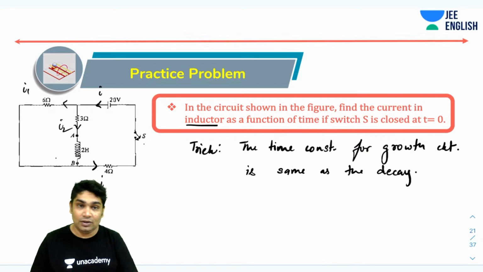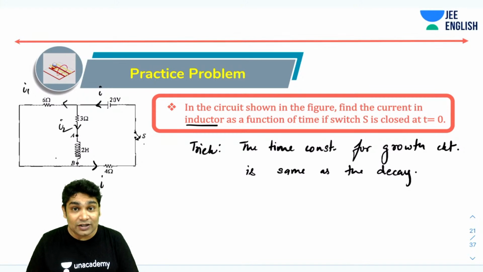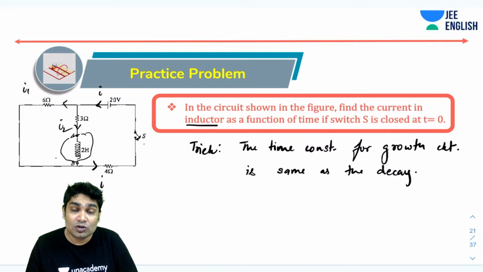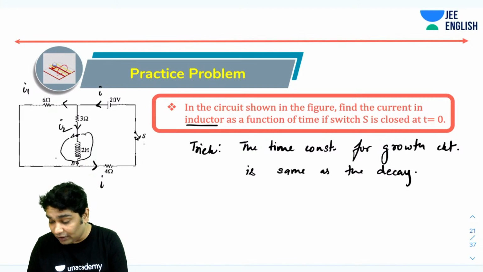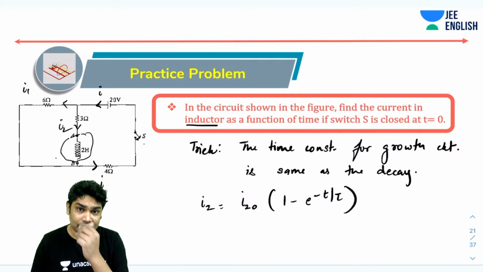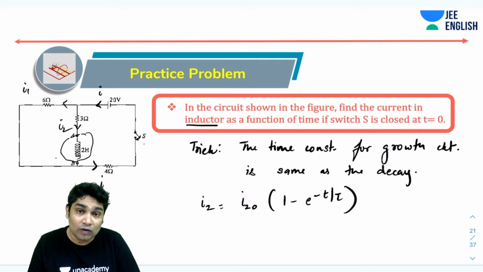So that's the trick. If you wanted to solve this quickly, this is the trick that you should have used. If you want to find the time constant for growth of current through this inductor, you know the current I2 would be equal to I2 naught times 1 minus e to the power minus t over tau. It has to have this form, right? Where I2 naught would be the steady state current, the final current. How do you find the steady state current?